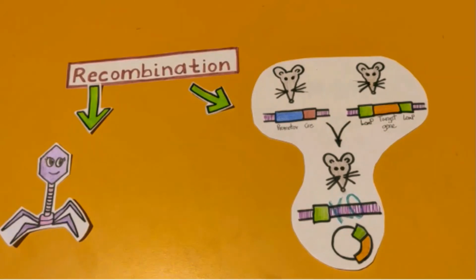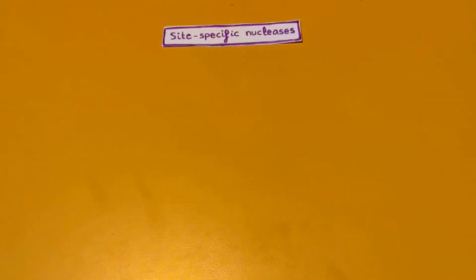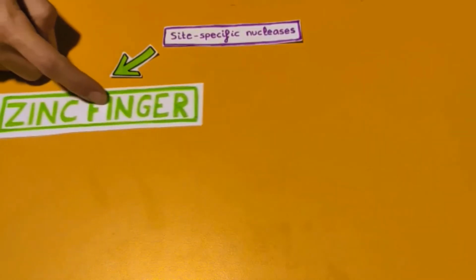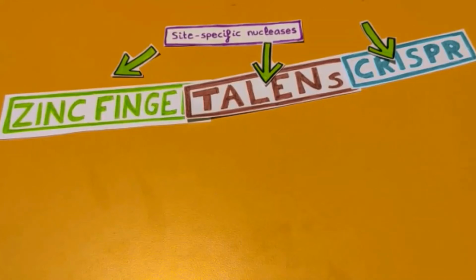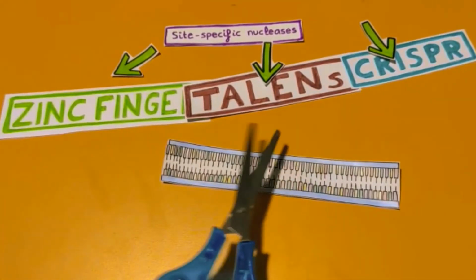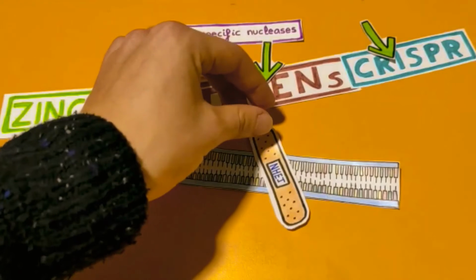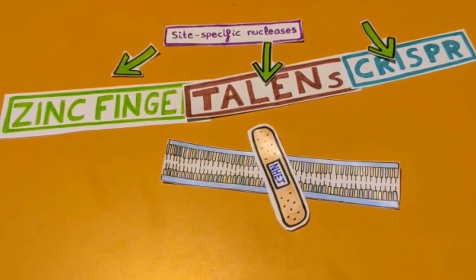Recombination can be done by using the protein CRE and LOXP sites. Gene knockout can also be done by site-specific nucleases. There are 3 methods: zinc fingers, TALENs, and CRISPR. These 3 methods break DNA. Then, the repair mechanism of cells tries to fix it by non-homologous end joining, NHEJ, to ligate 2 open ends.